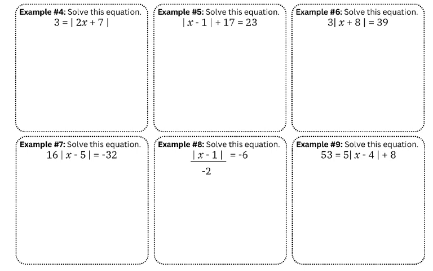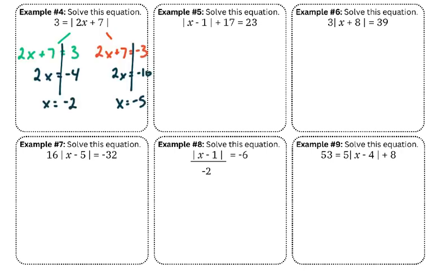For example 4, it's the exact same thing. Even though the 3 is on the other side, you still want to set up your two cases. One equals -3 and one equals +3. Go ahead and try this example all by yourself and press play when you're ready to check. After setting each equation equal to the positive case and the negative case, you would subtract 7 and divide by 2 to get x equals -2 or x equals -5.